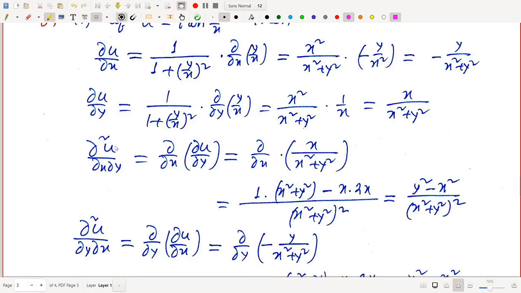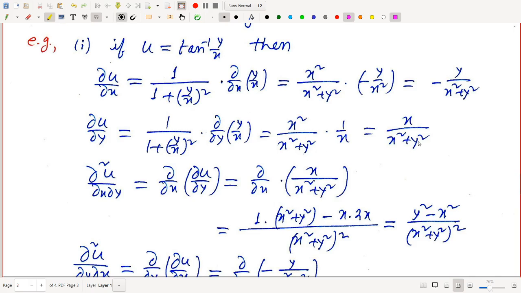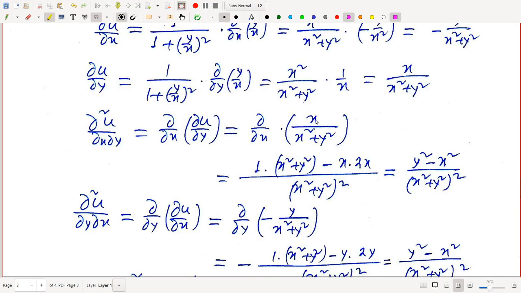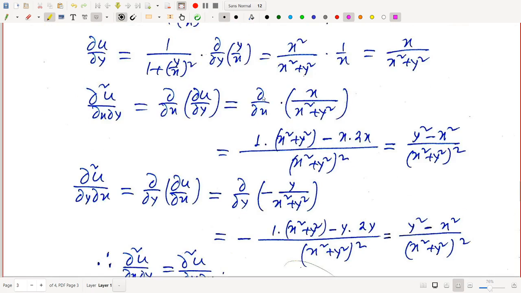Now if we want to find del square u by del x del y, the mixed second order partial derivative, then it is del x of del u by del y, and del u by del y we have calculated is x by x square plus y square. So it is del x of x by x square plus y square. So what is that? It is the derivative of this function, x by x square plus y square. It is in the form u by v.